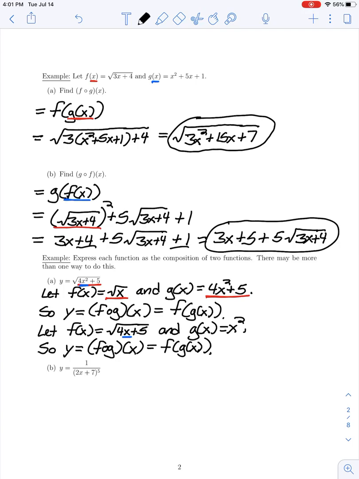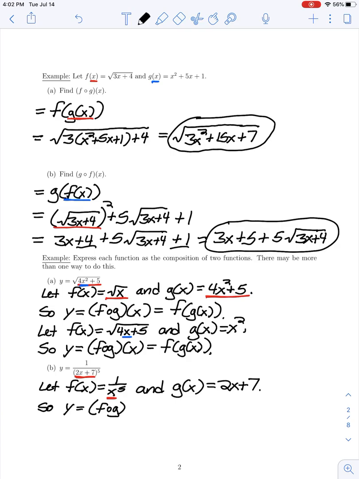In part B, we have the function y is 1 over 2x plus 7 raised to the 5th power. So one way that I could think about this as a composition of two functions would be to take f of x as the function 1 over x to the 5th power, and then my inner function, g of x, well, I want to take the variable x and replace it by 2x plus 7. So my inner function, g, will be 2x plus 7. The outer function is 1 over x to the 5th, so y can be thought of as f composed with g of x or f of g of x.